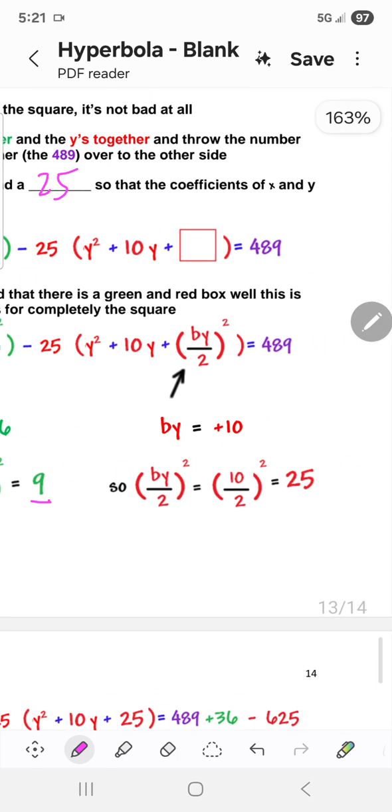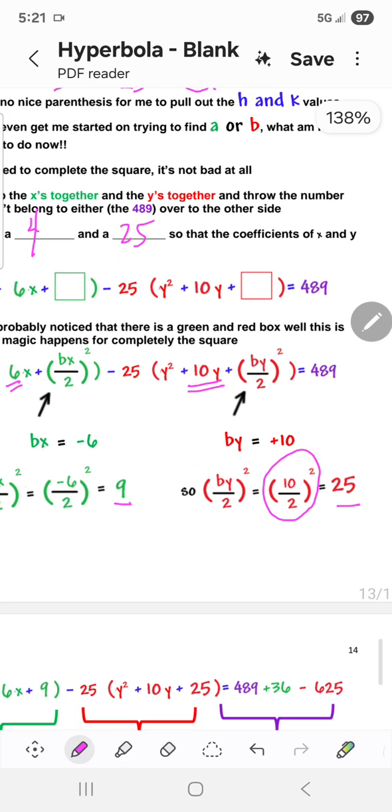Let's do the same thing over here. What is the b value? Basically, what's the number beside y? It's 10. So I need to take 10, divide it by 2. That gives me 5. Now square it. Oh, that gives me 25. That means that's what's going to go in those boxes. So I'm going to put a 9 here and a 25 here.